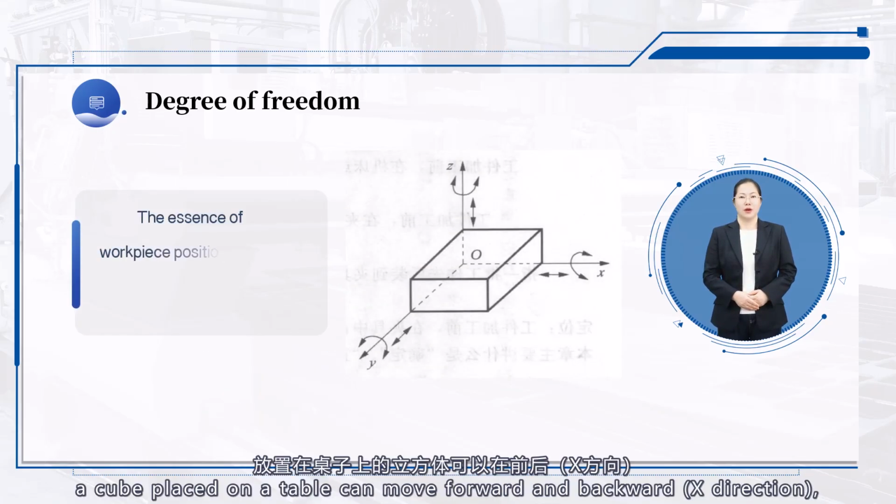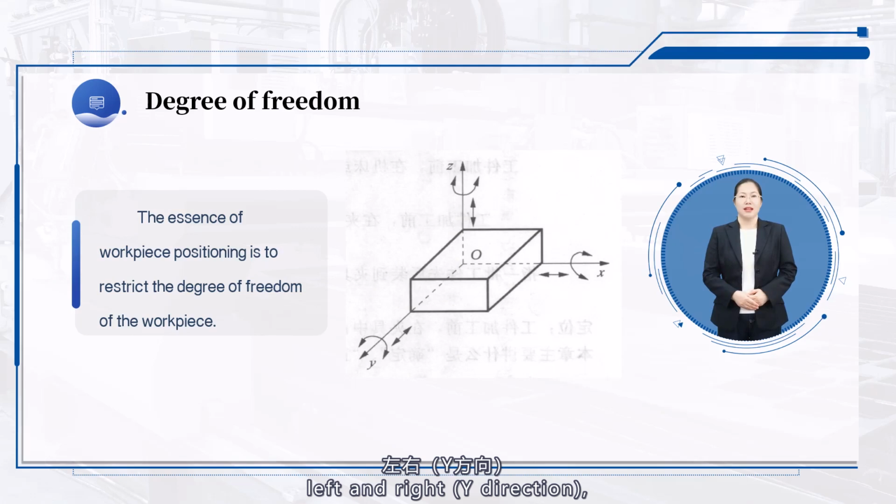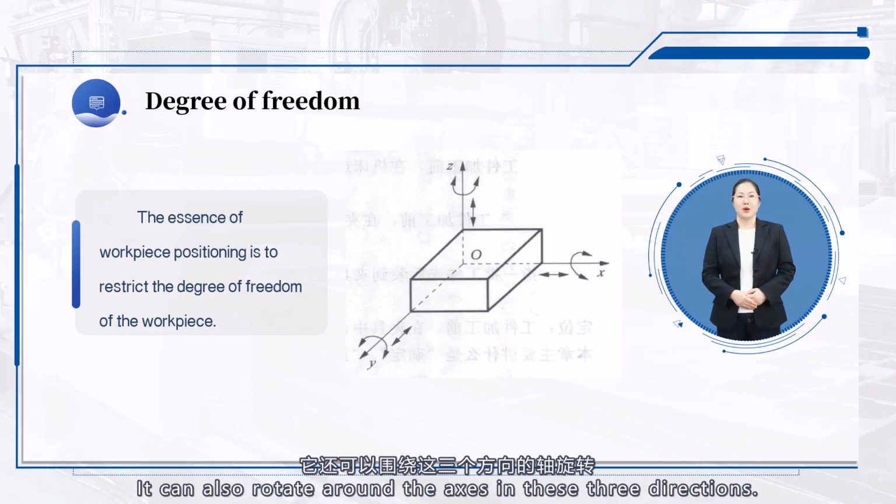For example, a cube placed on a table can move forward and backward, the x direction, left and right, the y direction, and up and down, the z direction. It can also rotate around the axis in these 3 directions.